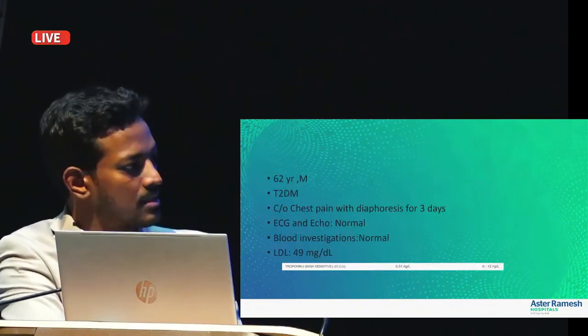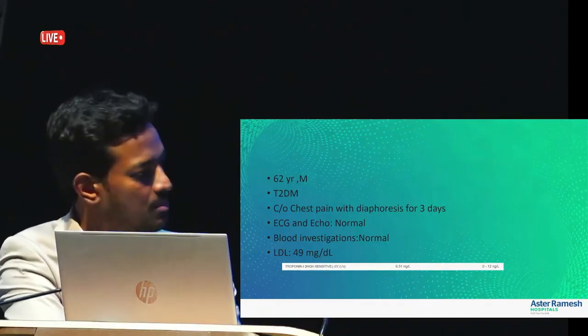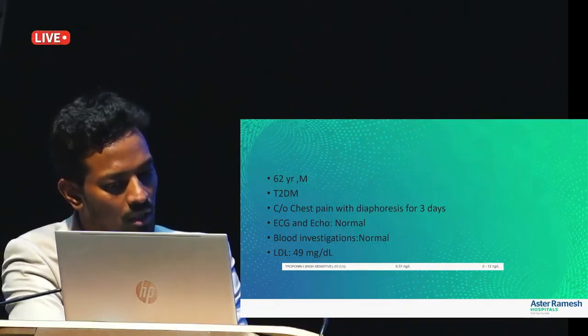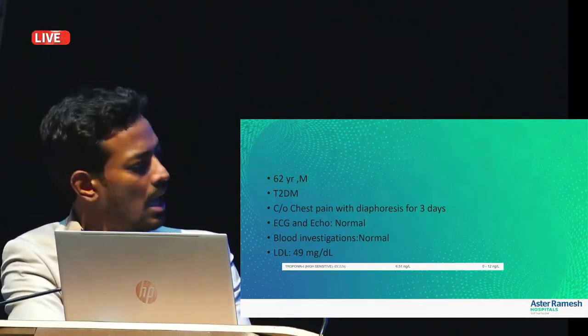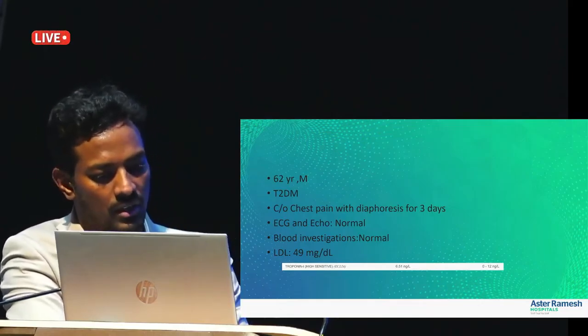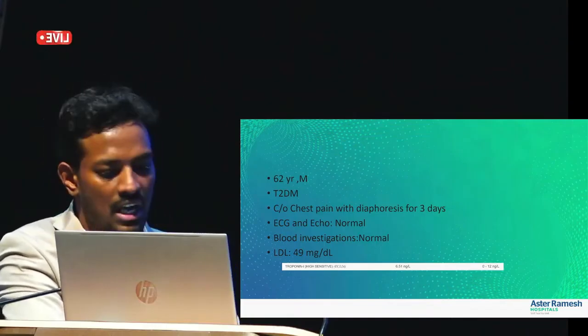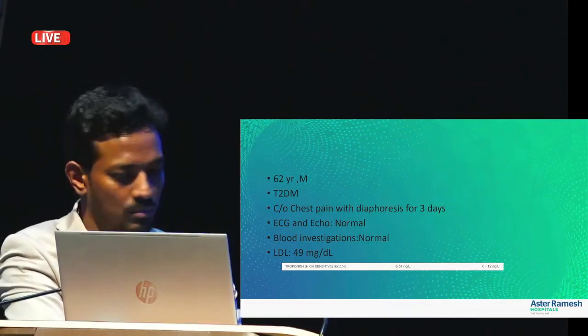So the second case is a 62-year-old female, diabetic, with chest pain with diaphoresis since 3 days. ECG and echo were normal, blood investigations were normal. LDL was 49. She was on a statin previously, and was using it for diabetes. One physician has written it. So now she presented with chest pain with diaphoresis since 3 days, and troponin was negative.